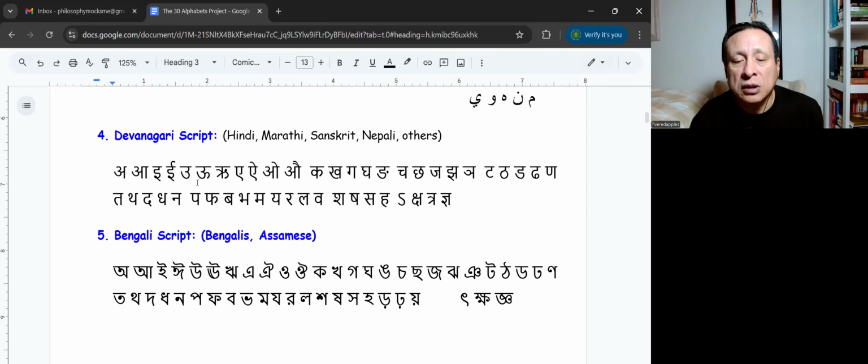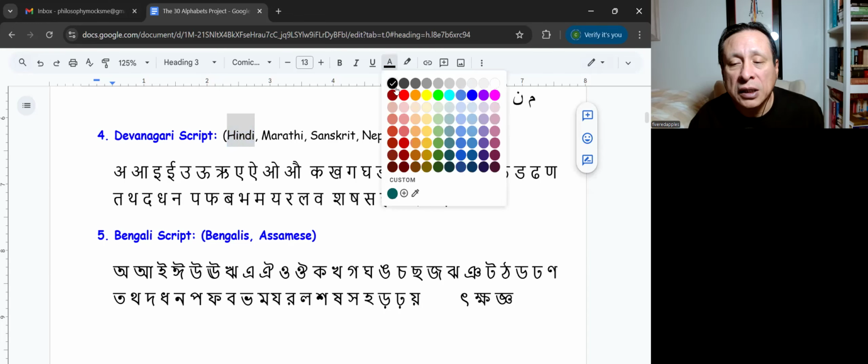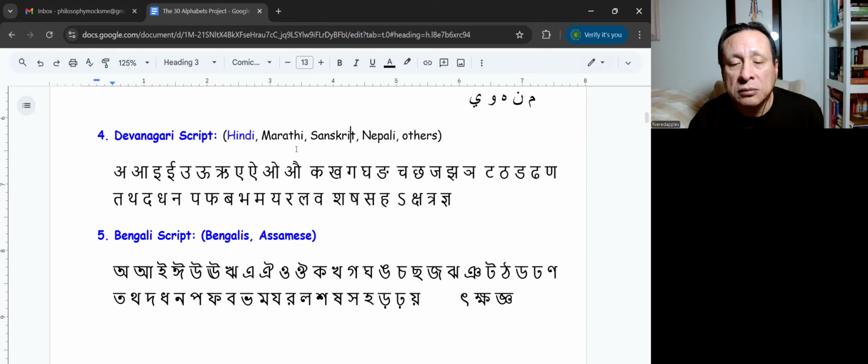The Devanagari script. And we're going to do Hindi. But it's used in many languages: Marathi, Sanskrit, Nepali, and others. And Indian languages have a bunch of these.